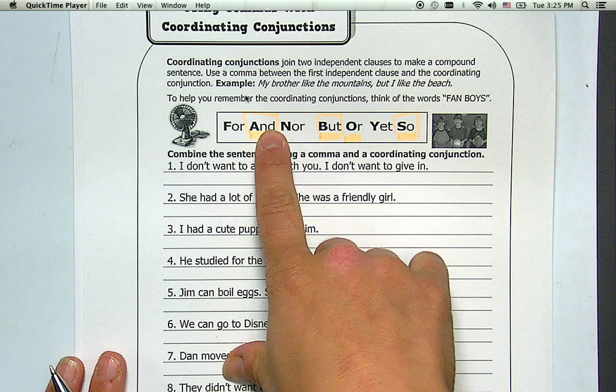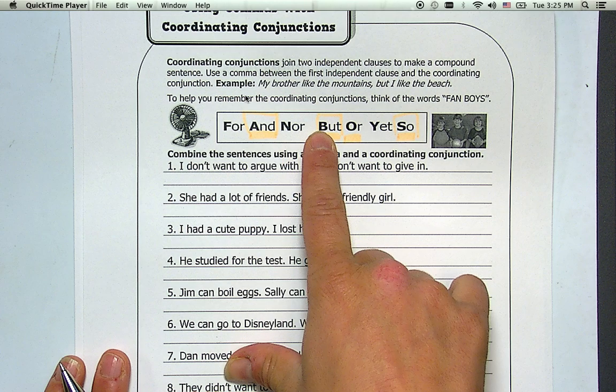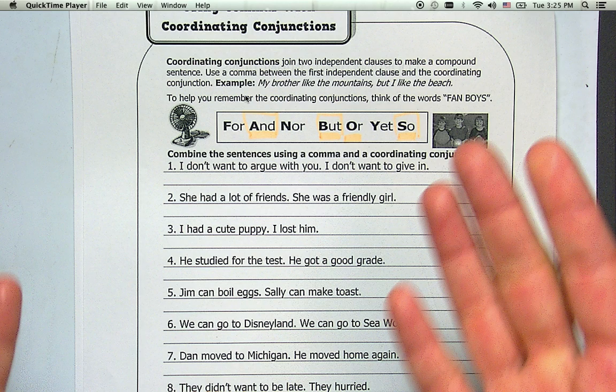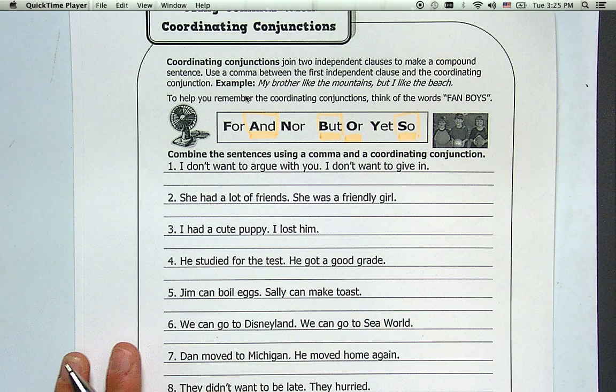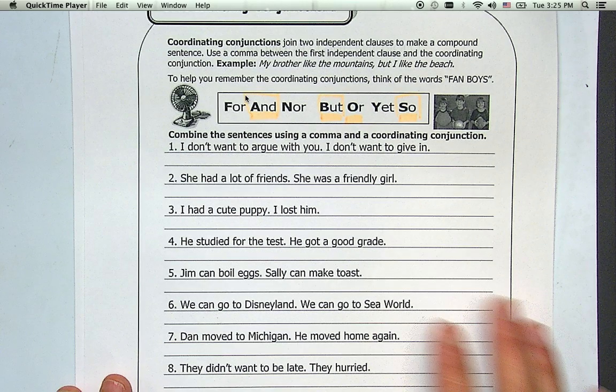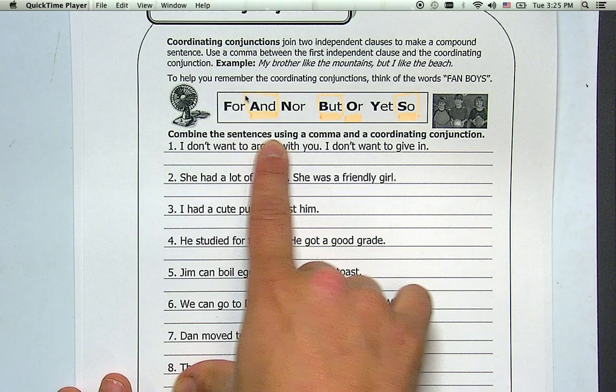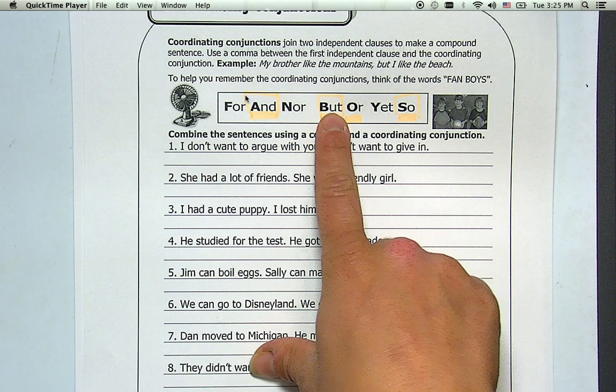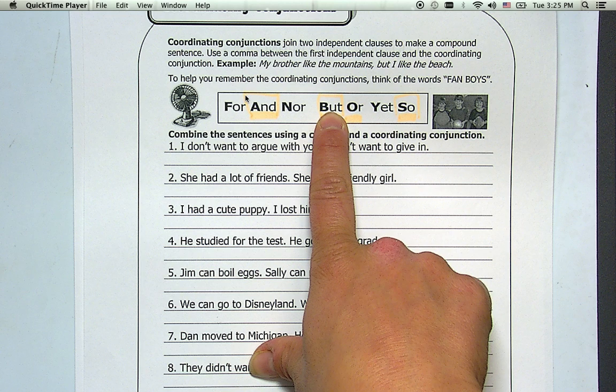And shows us addition, but shows us opposite, or shows us two options, this or that, and so shows us the result. If we read number 1, I don't want to argue with you, I don't want to give in. We can see that these are two opposite ideas. I don't want to argue, I don't want to give in. So I'm going to choose the word but to show opposite, and I'm going to combine these.